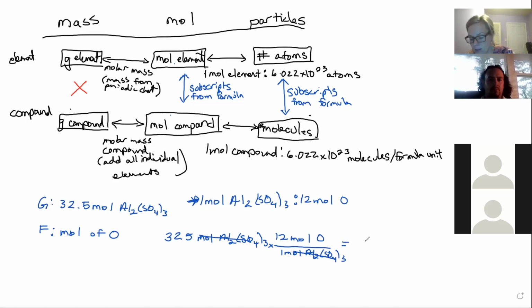And we have 3 sig figs, and I believe I got a whole number when I rounded that, right? 32.5 times 12 gives me 390 with 3 sig figs. I'll put a decimal here. What is the unit on it? It's moles of oxygen. It's not just moles, okay? So make sure you're pairing it with something.